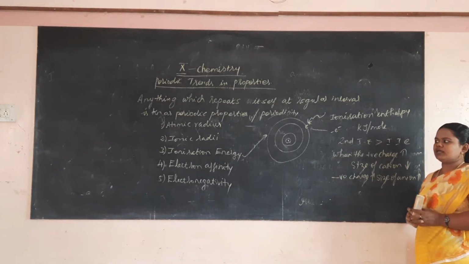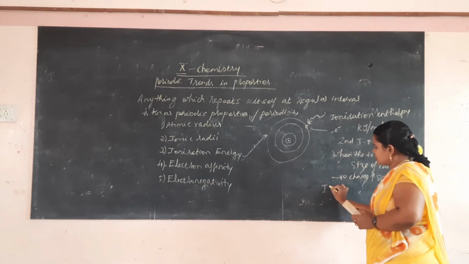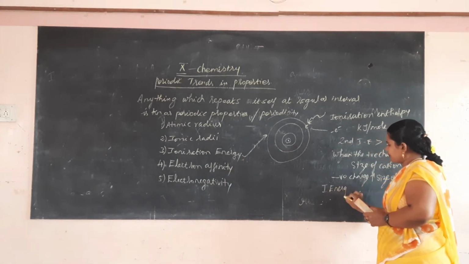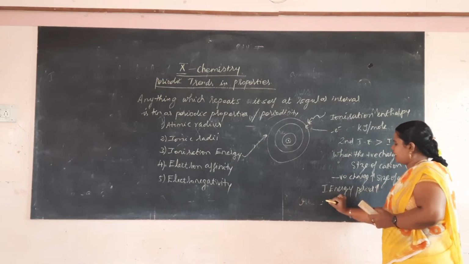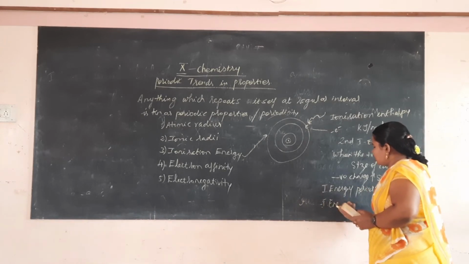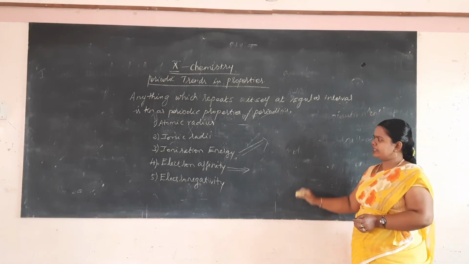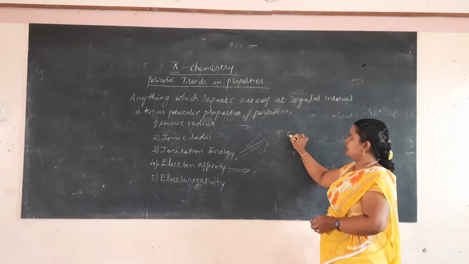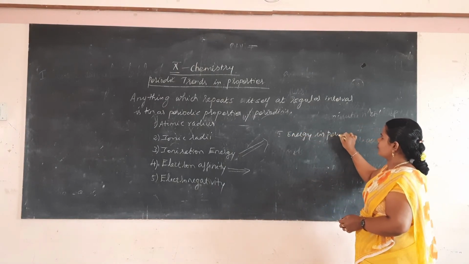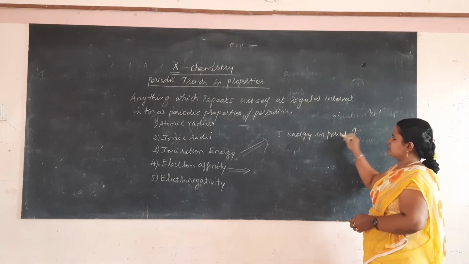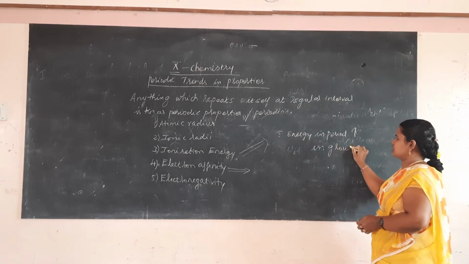Then what about the ionization energy in a period and in a group? Ionization energy in a period increases, and ionization energy in a group decreases.